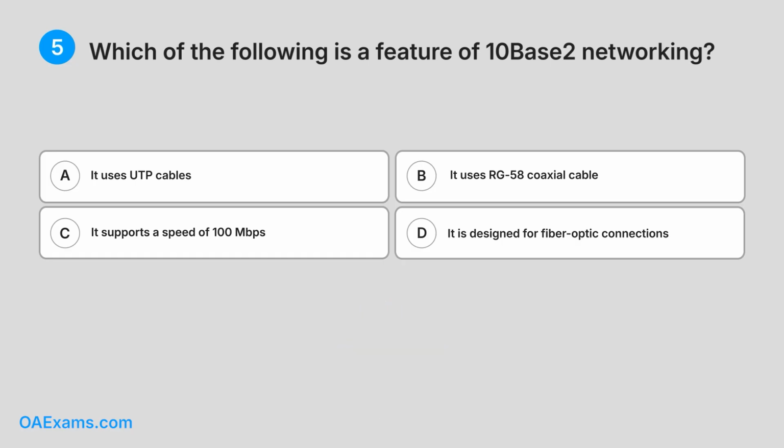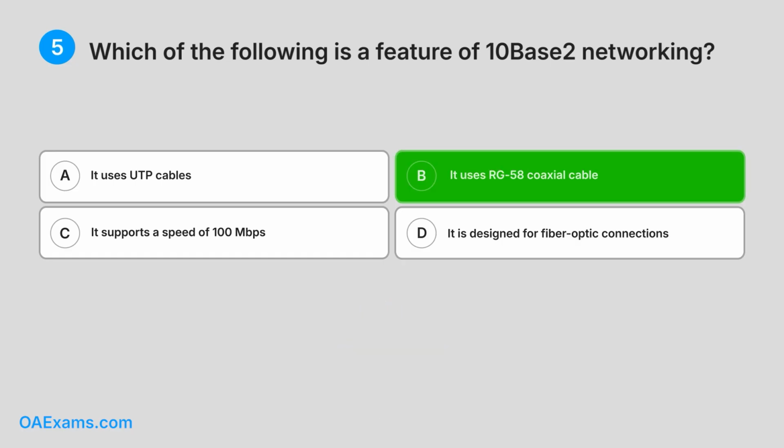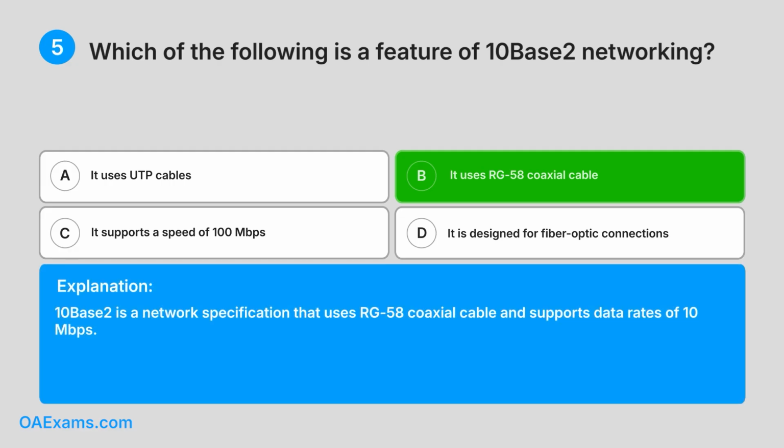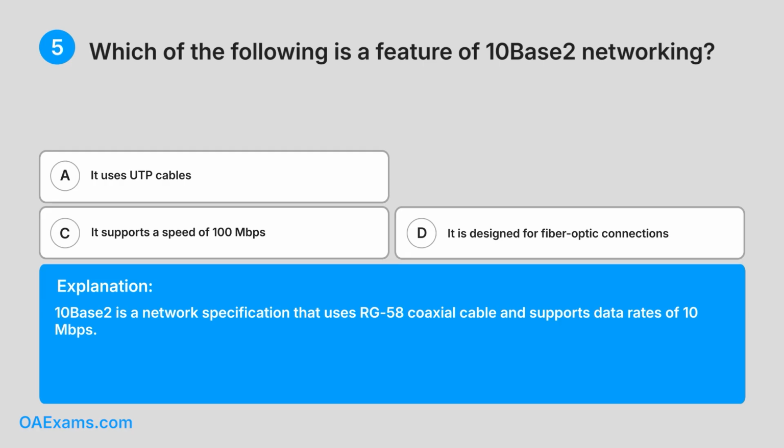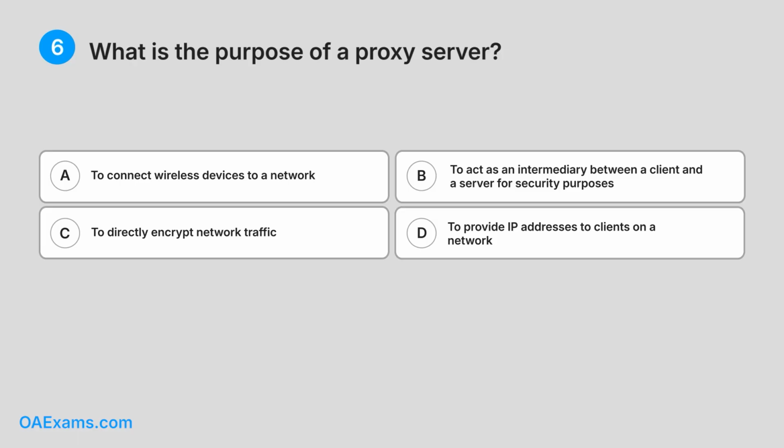Correct answer. B. It uses RG58 coaxial cable. Explanation. 10Base2 is a network specification that uses RG58 coaxial cable and supports data rates of 10 megabits per second.